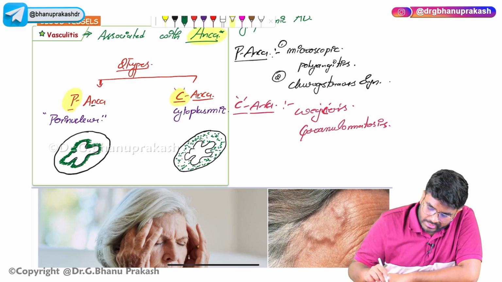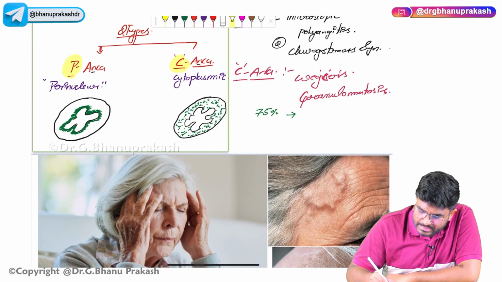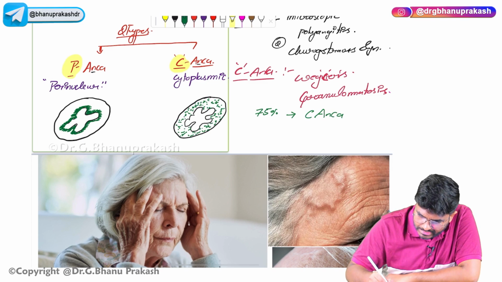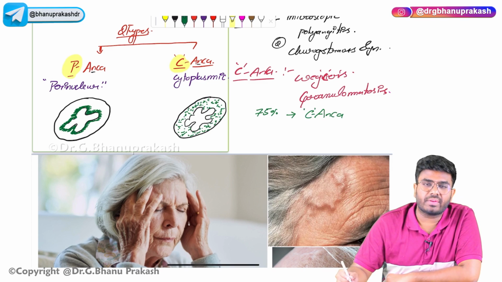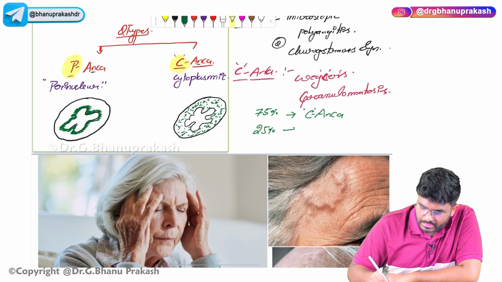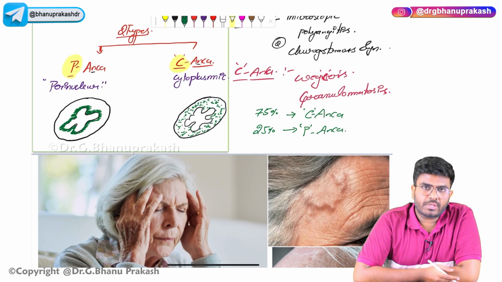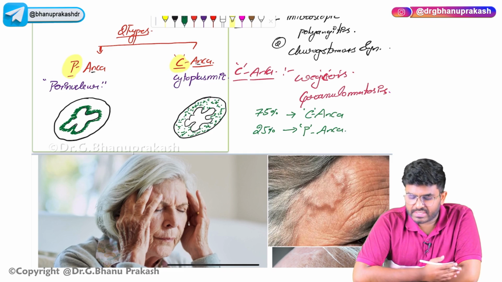granulomatosis. Remember, in most of the cases, in 75% of the cases, Wegener's granulomatosis is C ANCA positive, which means in 75% of the cases C ANCA is present. But in 25% of the cases, P ANCA is also present. So Wegener's granulomatosis is a condition where both C ANCA as well as P ANCA can be seen.